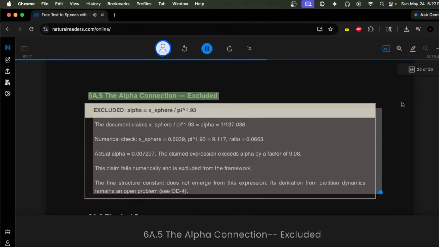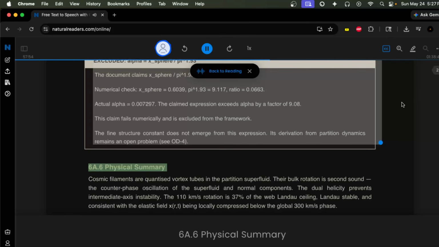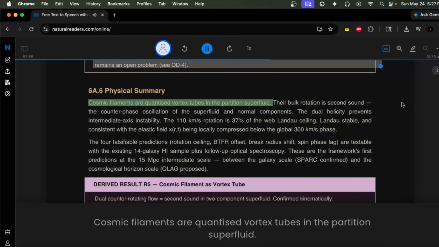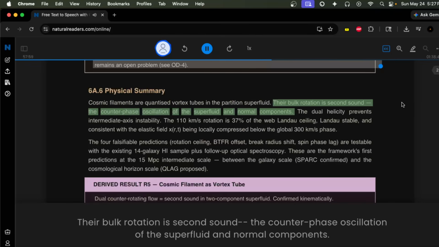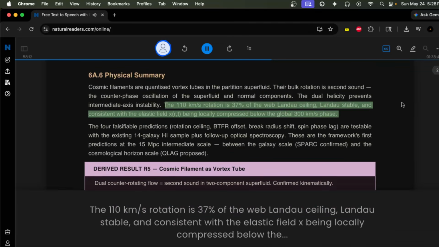6A.5 The alpha connection, excluded. 6A.6 Physical summary. Cosmic filaments are quantized vortex tubes in the partition superfluid. Their bulk rotation is second sound, the counterphase oscillation of the superfluid and normal components. The dual helicity prevents intermediate axis instability.